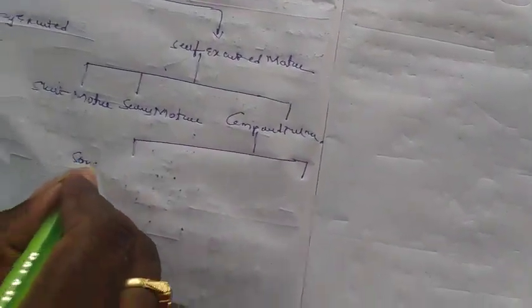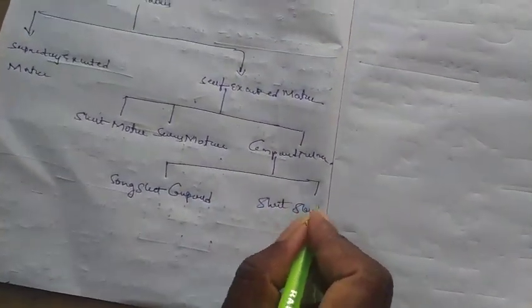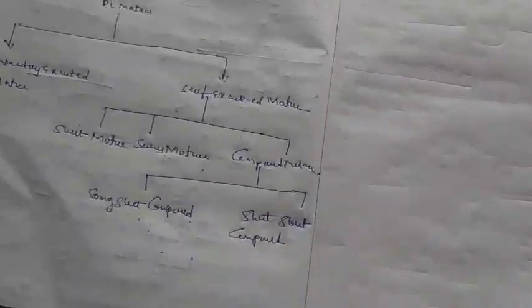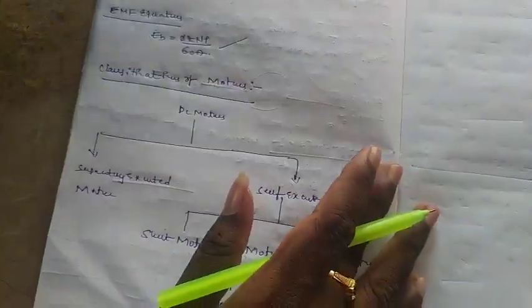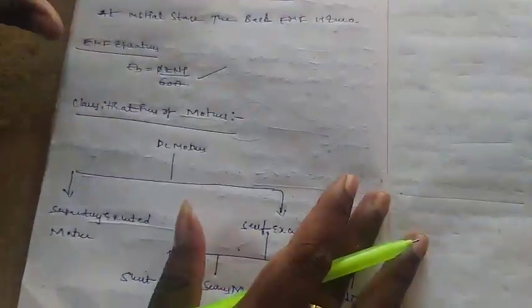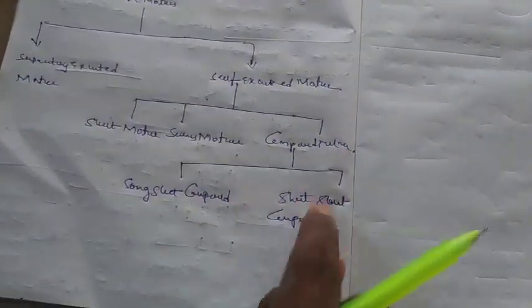A compound motor is again classified into two types: long shunt compound and short shunt compound. So motors are classified into DC motors, that is separately excited motor and self-excited motor. Here the excitation is different: if we are separately giving a battery, that is separately excited. Without a battery, that is self-excited. Self-excited is also classified into three types: shunt motor, series motor, compound motor. The compound motor is classified into long shunt compound and short shunt compound.